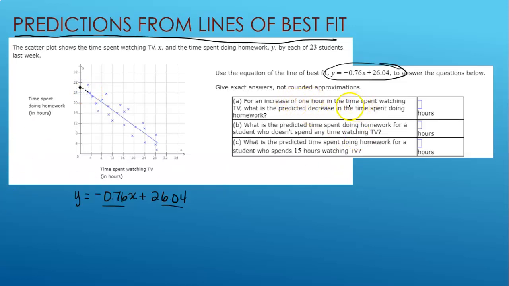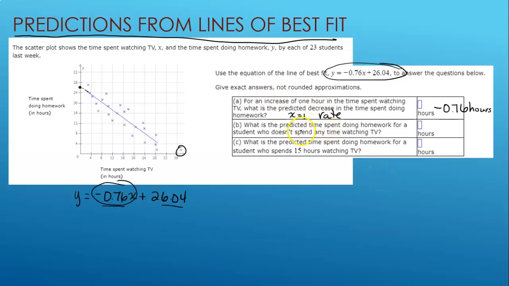So this says for an increase of 1 hour in the time spent watching TV, what is the predicted decrease in the time spent doing homework? Well, remember, time spent watching TV is on our x-axis. They're telling you that x is going up by 1. What is happening to the time spent doing homework? Well, that's our slope. That's a rate. That means that our decrease is negative 0.76. So it's going down by close to an hour, but not quite an hour.